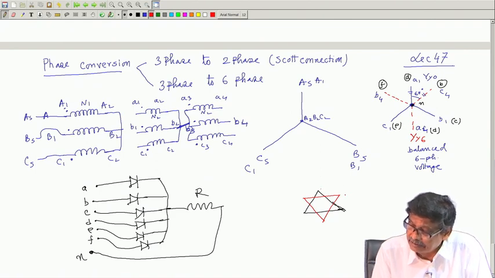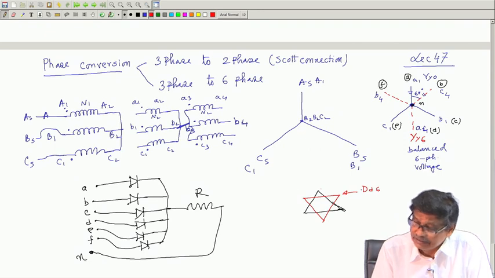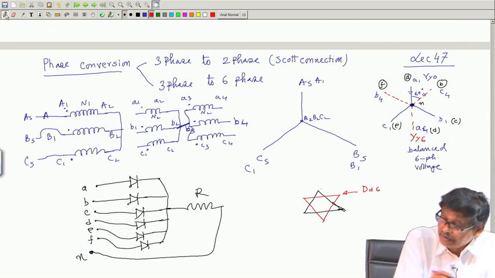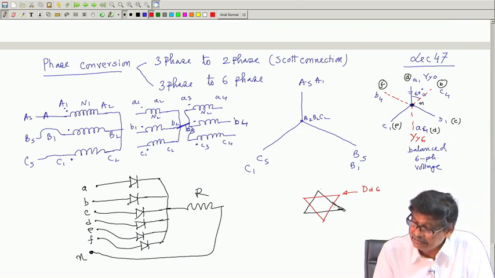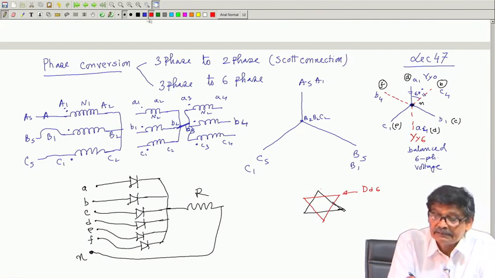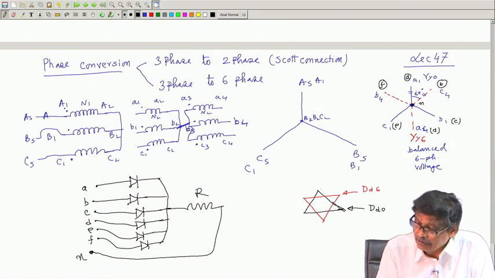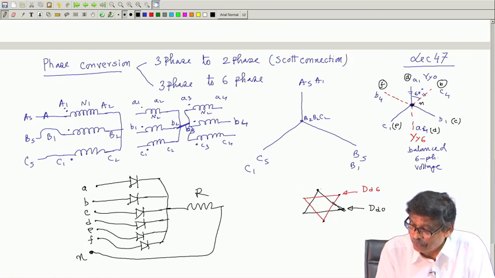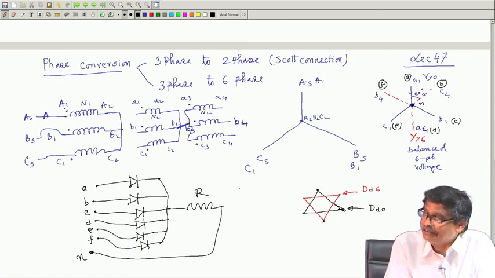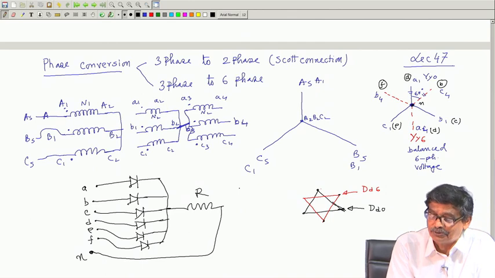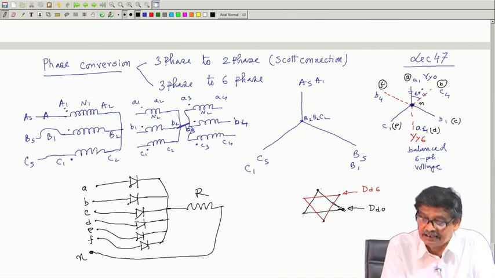Suppose this is D D 6, you work out that on your own, and this black one is D D 0. Then also these terminals, of course, there is no scope for connecting neutral now. This is delta, this is delta. Where is its neutral? Nothing to be joined here, as I have joined here.